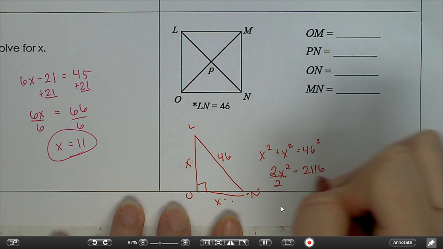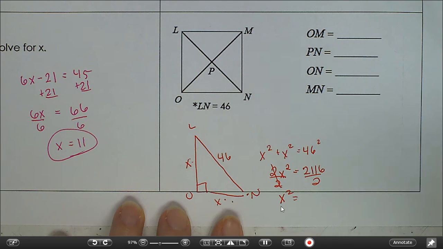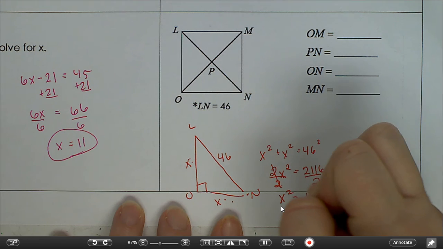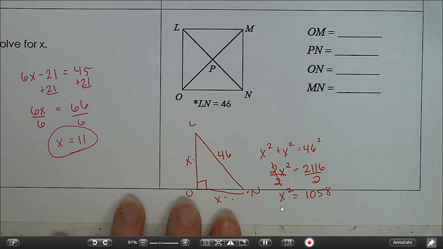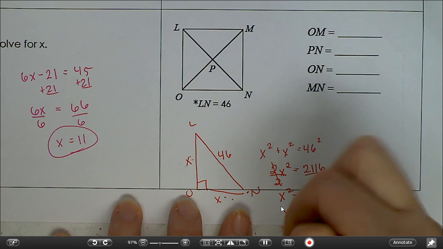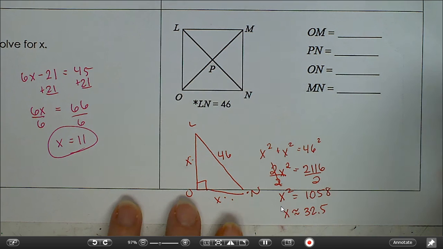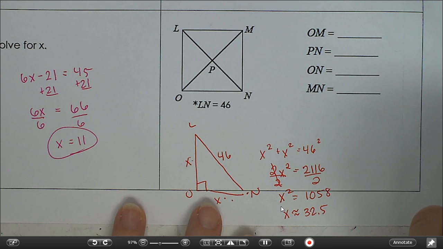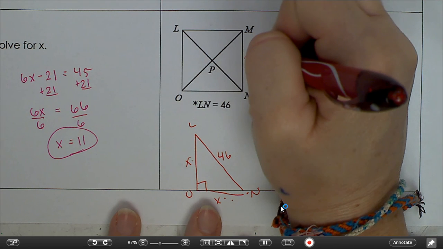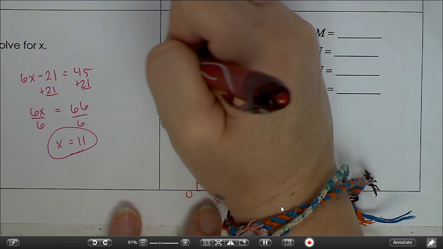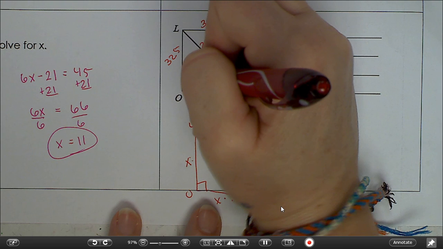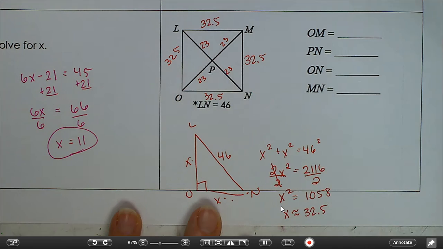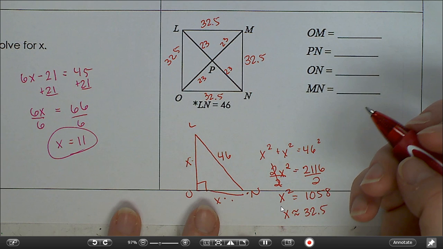2,116. Divide both sides by 2. X squared equals 1,058. And the square root of 1,058 is 32.5. Of course, you could put that into simplified radical form also if you want. 32.5 all around. We also know that all these little ones are 23. Okay, and I think we got them all.